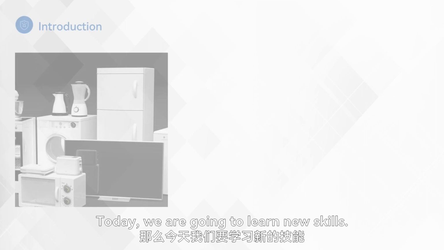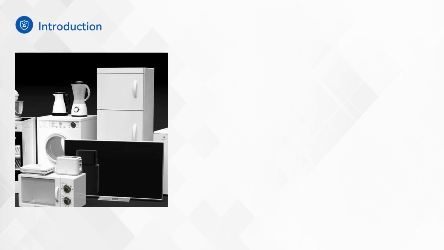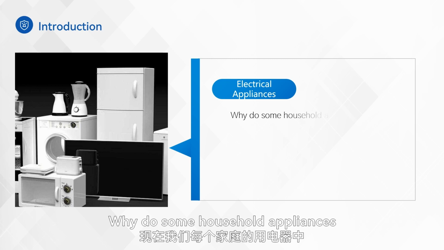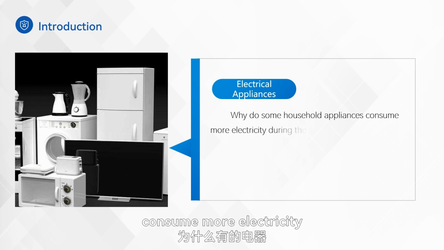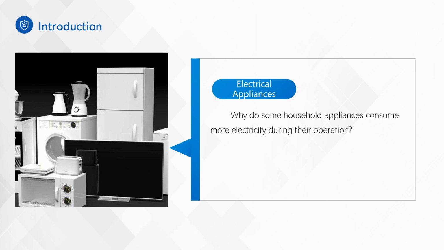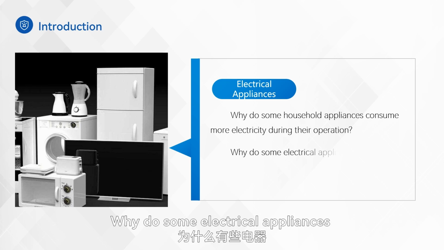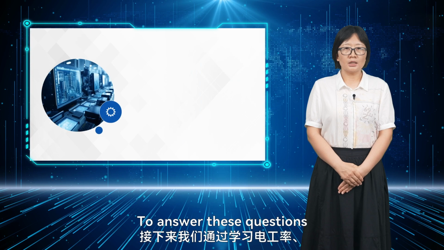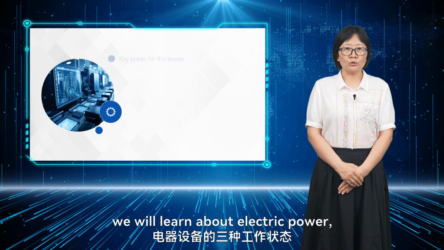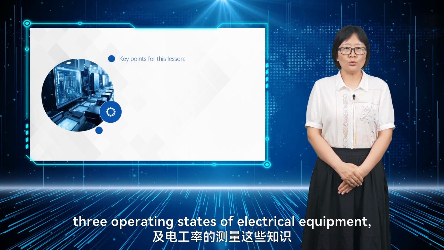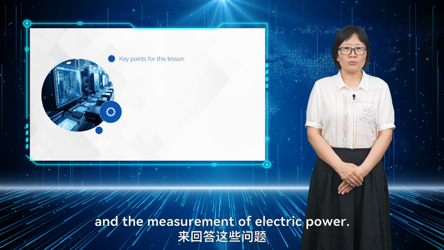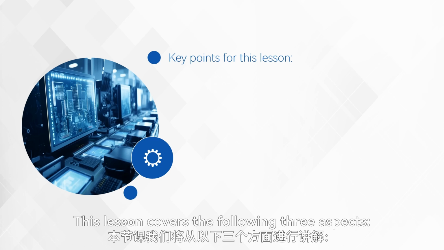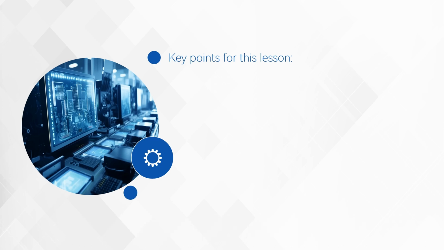Today, we are going to learn new skills. I have 2 questions for you here. Why do some household appliances consume more electricity during their operation? Why do some electrical appliances tend to break down easily? To answer these questions, we will learn about electric power, 3 operating states of electrical equipment, and the measurement of electric power. This lesson covers the following 3 aspects.